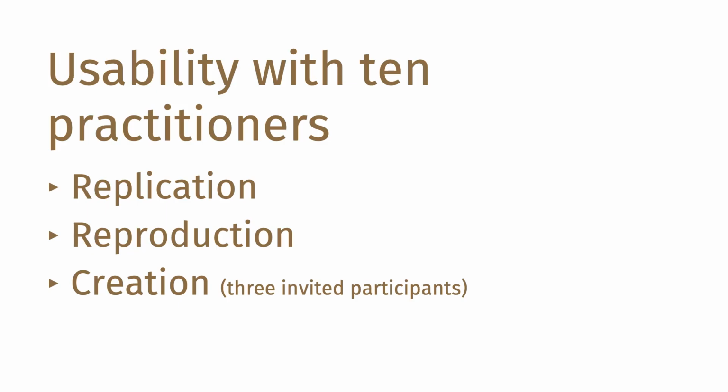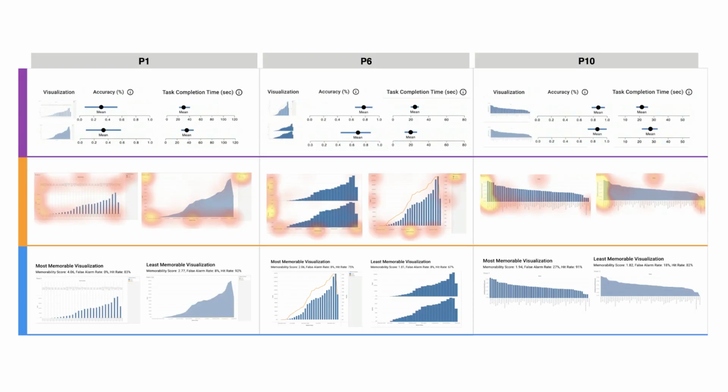We ran a usability study with 10 practitioners going through 3 tasks from replication, reproduction, and creation tasks. Only 3 invited participants went through the creation tasks. Here are the outcomes of the creation tasks, where we provide a dataset and the 3 participants created visualizations and ran 3 experiments to derive feedback. They experimented with different bar chart variations and an area chart.